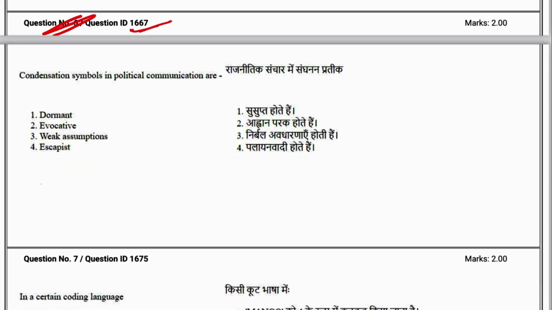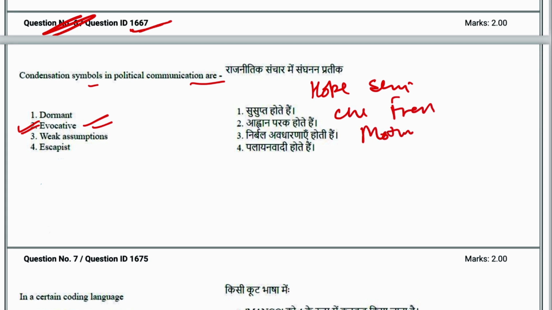Next is question number 67. Condensation symbols in political communication are evocative. 2 is the answer. What are the political communication symbols? For example, you say hope, security, change, freedom, motherland. They are related to politics and they are evocative. These are the examples of evocative condensation symbols.